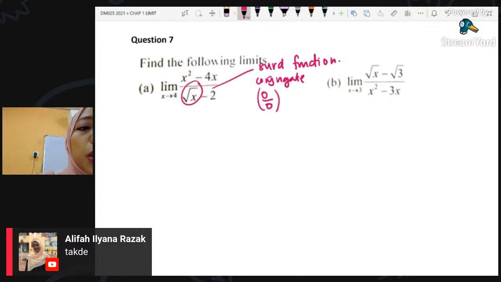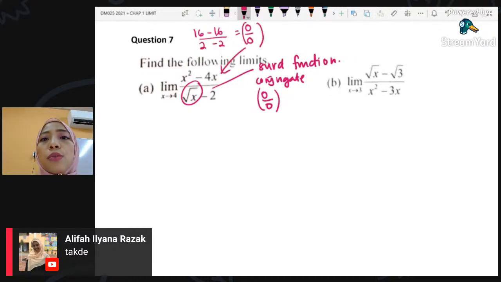Okay, so when you substitute 4 squared is 16 minus 4 times 4, 16. And then square root 4 will give you 2 minus 2. So this is 0 over 0. Again, this is indeterminate form. So what you will do is, other than factorizing, you can, yes, you conjugate. You conjugate with the function that has surd on it. Okay.